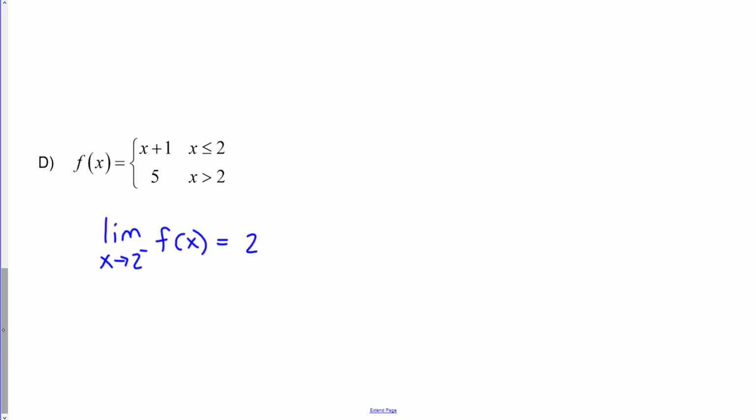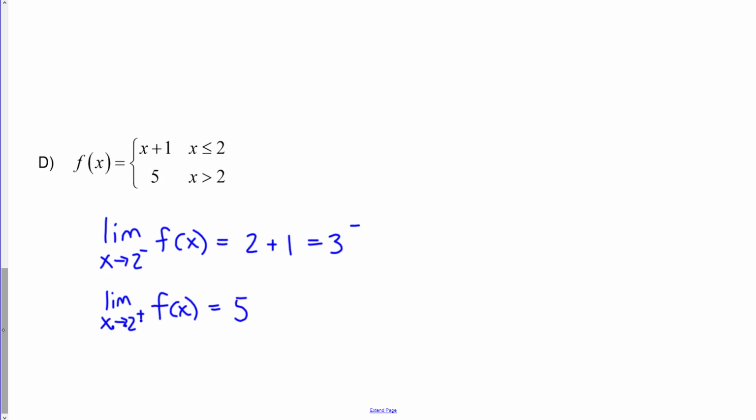So I would do 2 plus 1, which is 3. Then, if I did the limit from the right, so the limit as x approaches 2 from the right-hand side of this function, well, from the right-hand side, I'm looking at values that are larger than 2, but getting smaller and closer to 2. So I have the second function where x is greater than 2. And that's just a constant function, 5. So the result is 5.